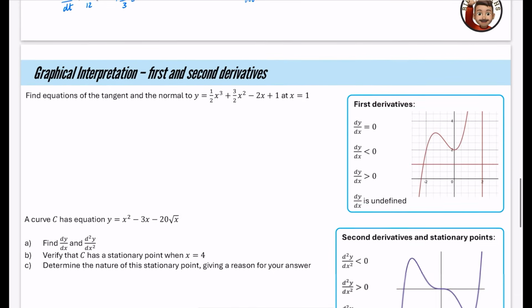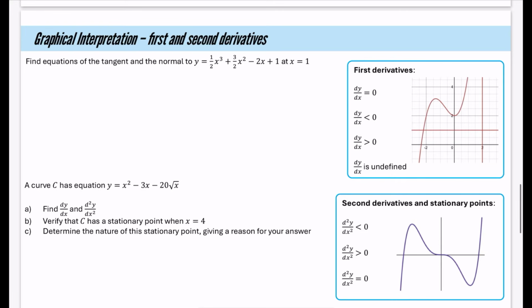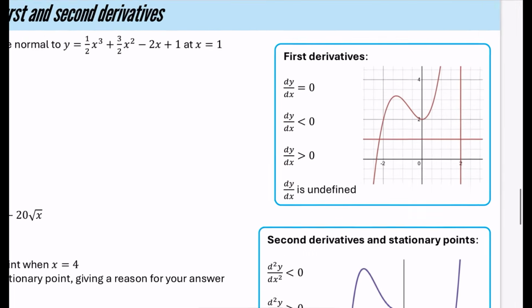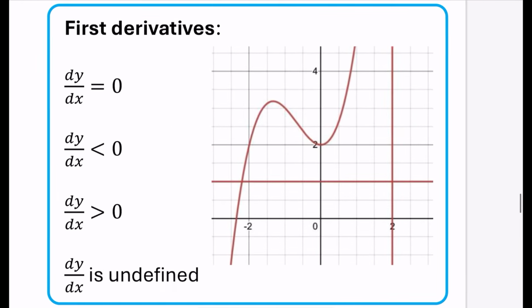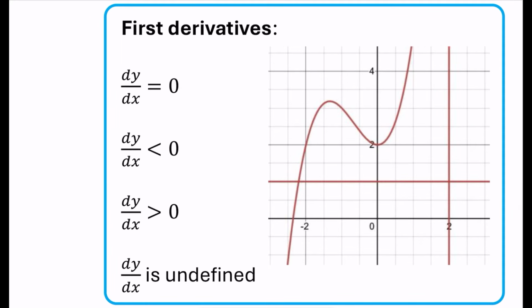Okay, now let's talk about some graphical interpretation of the first and second derivatives. I'm going to begin just by talking about the first derivatives that we have over here. They actually tell us about the gradient of the function, and I've got a line and a curve on here, and we'll talk about these different things. So dy by dx being equal to 0, well, that is talking about places where the gradient is 0. So the gradient is 0 would be referring to this place here.